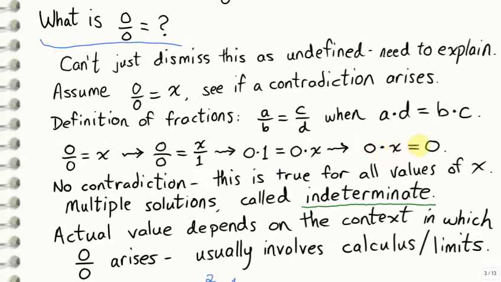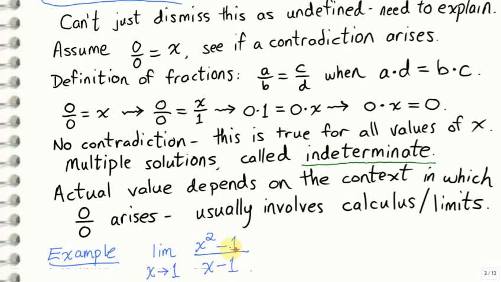Now, that's actually not a contradiction. That's actually a tautology. That's always true for any value of x. 0 times x equals 0. We proved it. So here we have an equation with multiple solutions. And if your equation has multiple possible solutions, it's called indeterminate. You can't determine what it is without more information. To actually solve for x, it's going to depend on where 0 over 0 comes from. It depends on the equation which led you to this expression. And those equations usually involve some sort of calculus or limits.